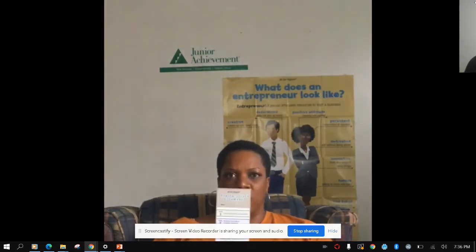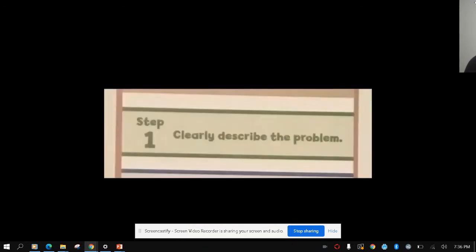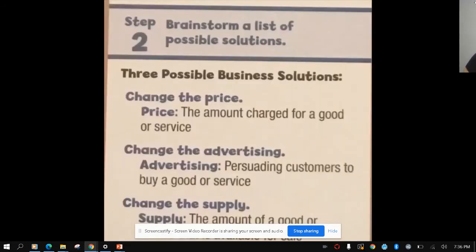Let's take a closer look at those bookmarks. Here's the JAR Region Problem Solver bookmark. Let's take a look at step number 1. Step number 1, clearly describe the problem. Step number 2, brainstorm a list of possible solutions. Here are a few ideas. So you could change the price.